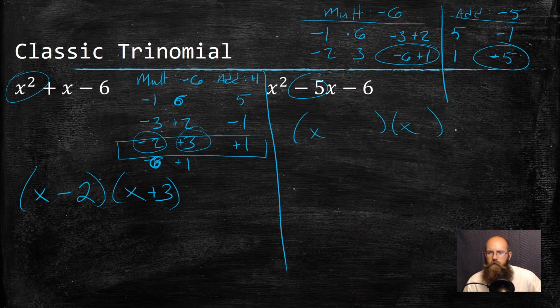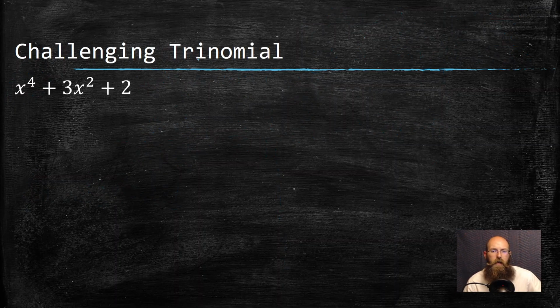X's in the fronts, and then that combination in the back, -6 and a +1. And again, the order doesn't matter. I could have had a +1 front and a -6 in back. All right, let's keep going. Now I get to a challenging one.